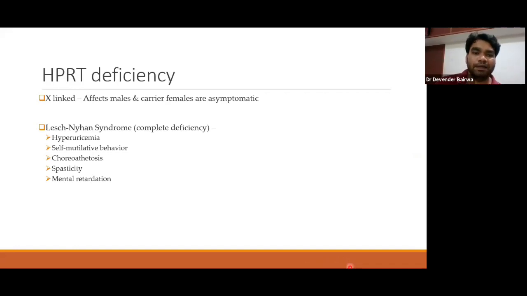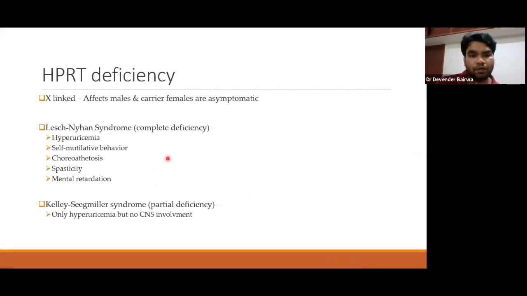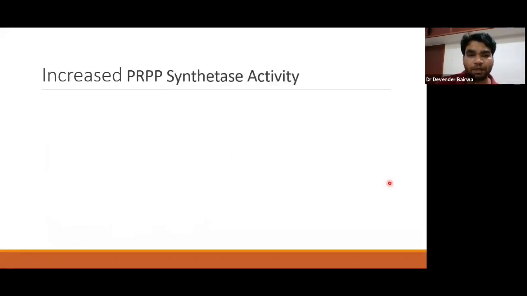There can be a complete deficiency form, known as Lesch-Nyhan syndrome, or a partial deficiency form, known as Kelley-Seegmiller syndrome. In complete deficiency, that is Lesch-Nyhan syndrome, the presentations are hyperuricemia, self-mutilating behavior, choreoathetosis, spasticity, and retardation. In partial deficiency, there is no CNS involvement, but only hyperuricemia.